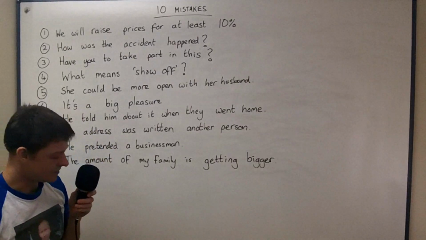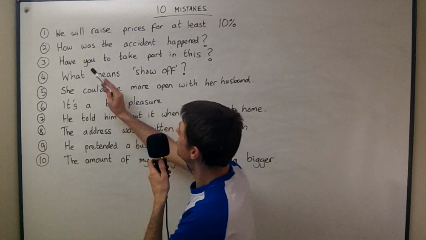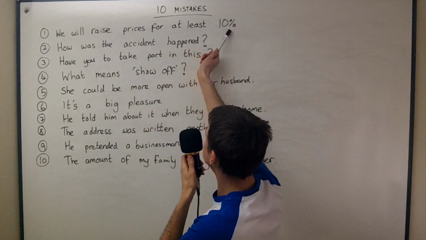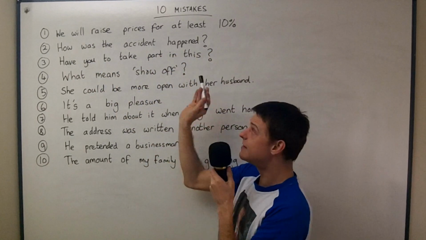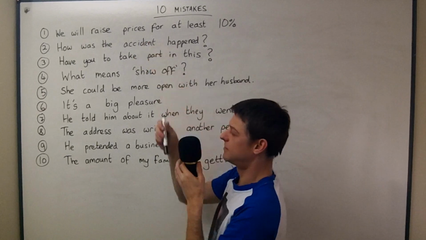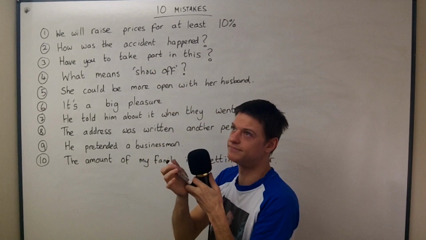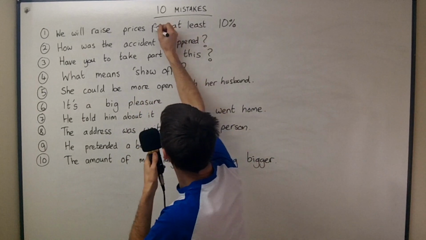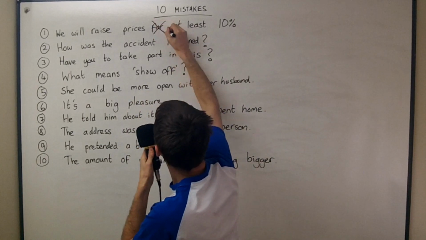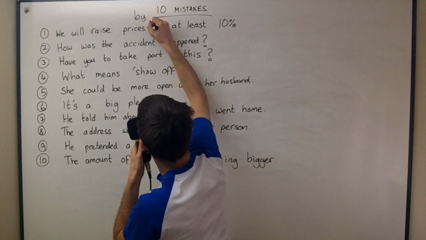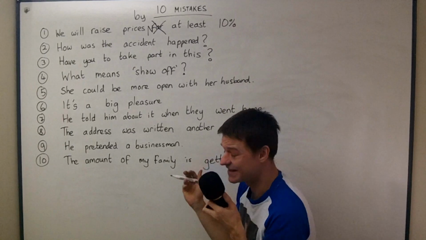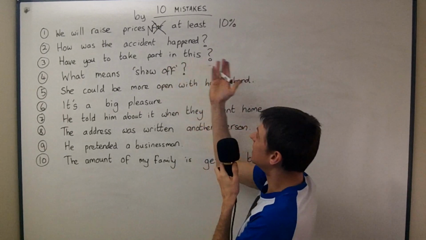10 mistakes, once again. Number 1, we will raise prices for at least 10%. Very important preposition to know here, because we often talk about increasing and decreasing numbers, values, and we will raise prices by is the correct preposition. By at least 10%. We will raise prices by at least 10%.